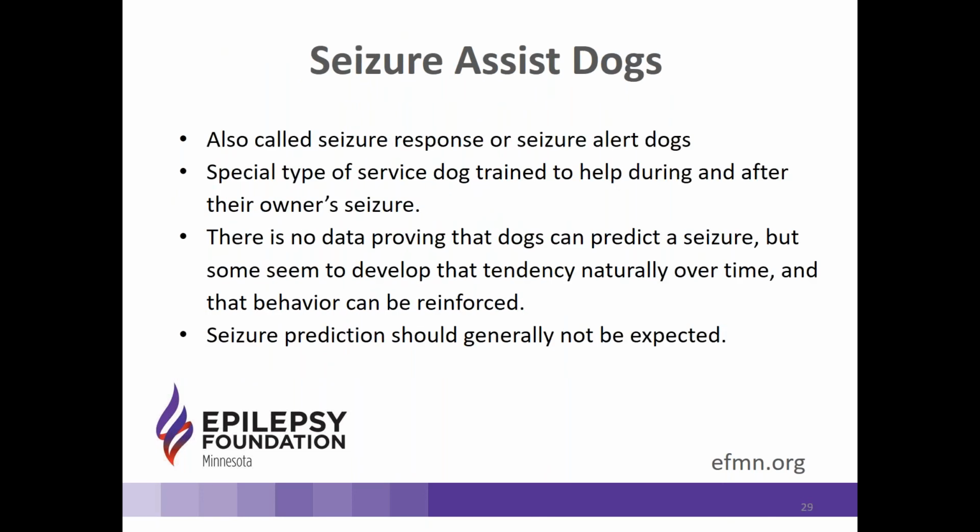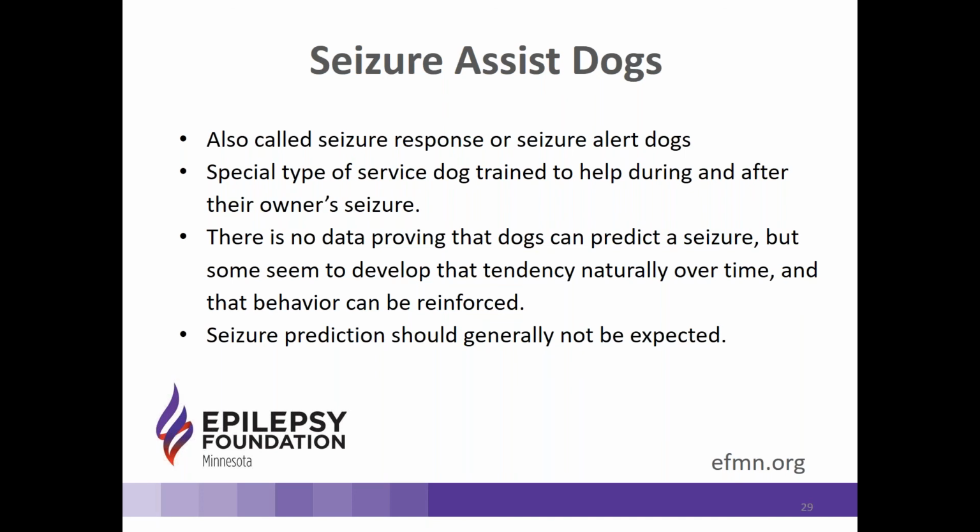Okay, we'll talk now shortly about some seizure assist dogs. Seizure assist dogs are sometimes called seizure response or seizure alert dogs, and they are not pets and they are not emotional support animals. They are service animals, and they're a special type of service dog that is trained to perform specific tasks that can help during a seizure or after a seizure.